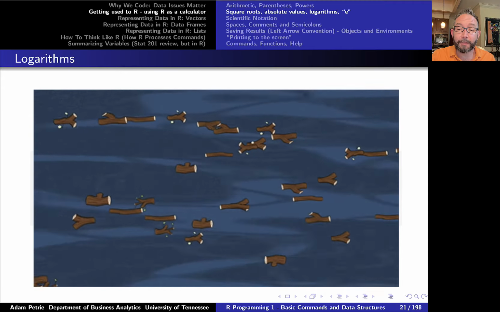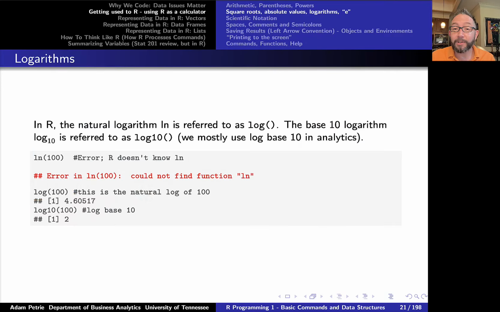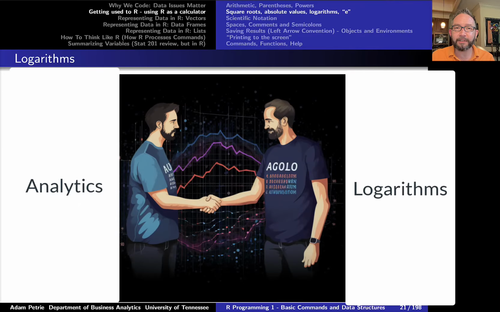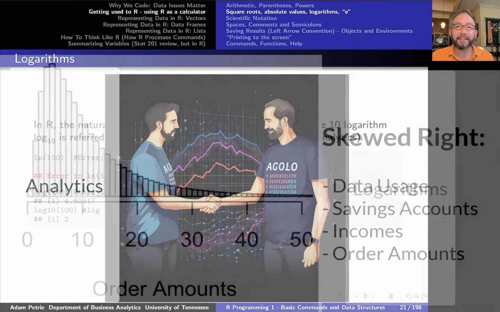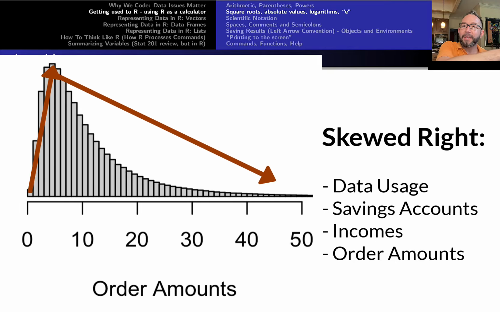All right, well, let's talk about logarithms. So logarithms are things that we use a lot in analytics. It turns out that it's a bit easier to analyze a lot of quantities on the log scale because so many quantities in analytics are highly skewed to the right. If we think about data usages on people's cell phone plans or internet plans, if we think of savings account balances, incomes, it's going to rise up to a peak fairly quickly and then take its time to fall off.